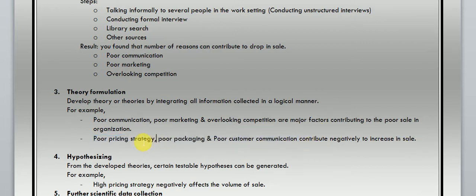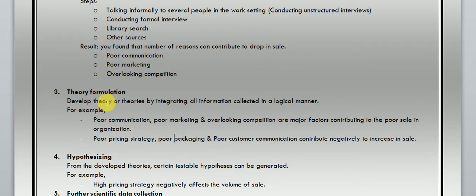So we say if you alter your pricing strategy, your sale may increase or decrease. We don't know about it. So it means the sale can be affected by a poor pricing strategy, or you can say poor packaging may affect your sale. So the sale is the dependent variable and poor packaging is an independent variable.